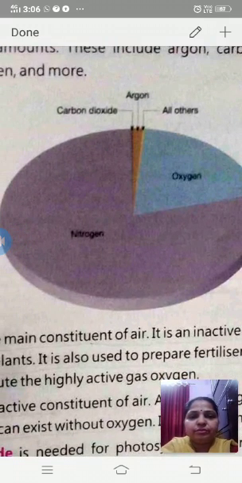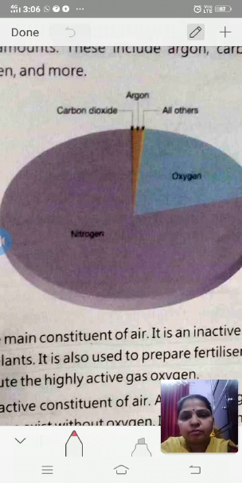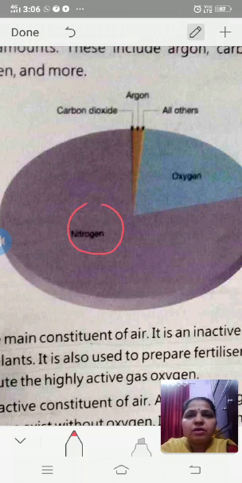Nitrogen. Nitrogen is the main constituent of air. It is an inactive gas. It is useful for the growth of plants. It is also used to prepare fertilizer. Nitrogen of the air serves to dilute the highly active gas oxygen.